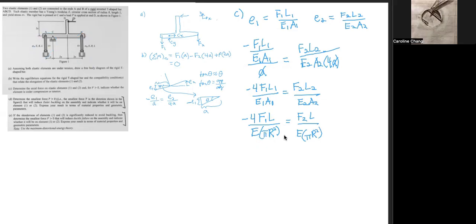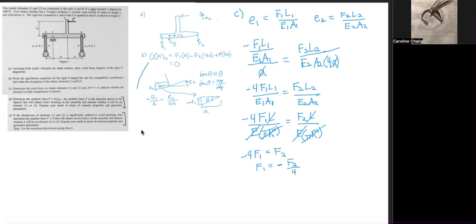Now we can solve for F1 in terms of F2. So we can cancel a lot of things here. We can cancel the pi r squared, the E, the Young's modulus, and the L's, and we're left with negative 4 F1 is equal to F2. And thus F1 is equal to negative F2 over 4. So now we have our value for F1.